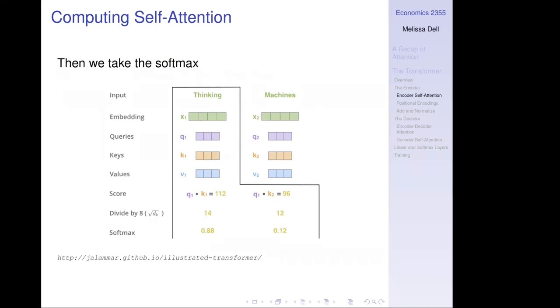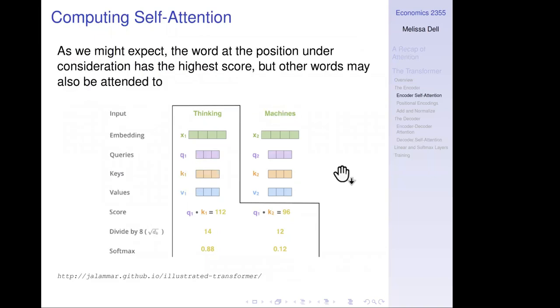And then we take the softmax. As we might expect, the word at the position under consideration in this example has the higher score, but we're also attending to other words. These softmax scores are telling us that in embedding thinking, we're mostly going to pay attention to that specific word, but we also want to pay attention somewhat to the word machines.